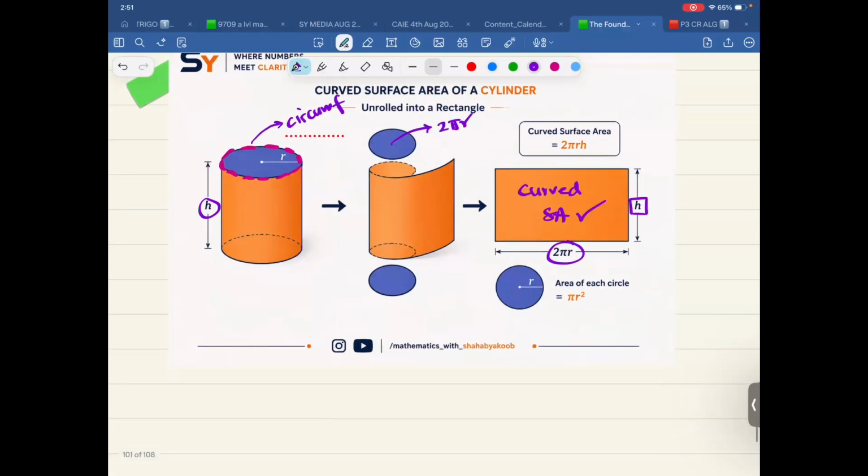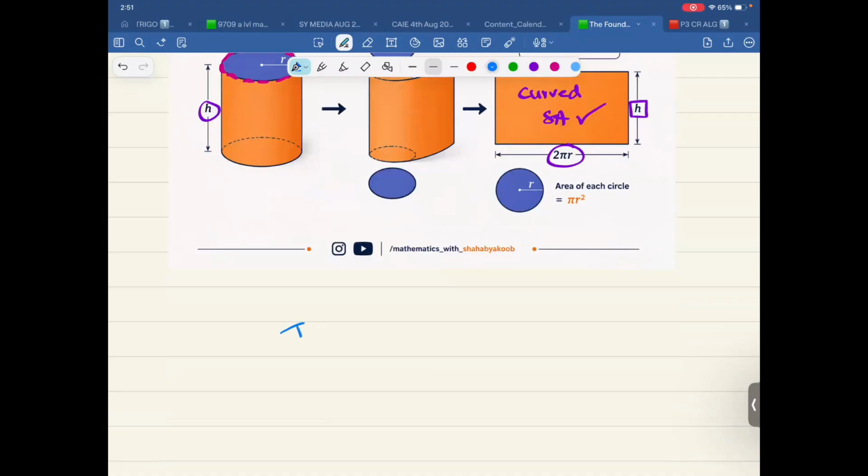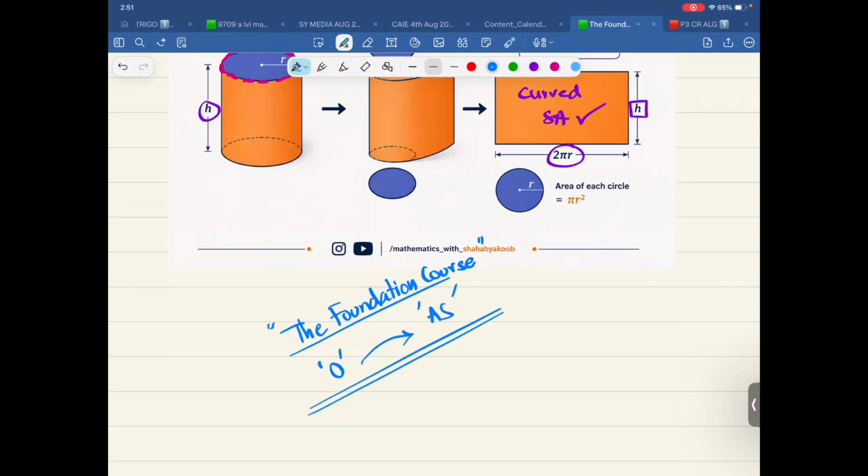So let's stop our foundation course right over here, giving you a lot of insight about O-level maths, how it is used, and how you can have a smooth transition from O to AS level maths. Wish you all the best of luck for AS level maths and stay tuned for further updates. Take care, everyone.